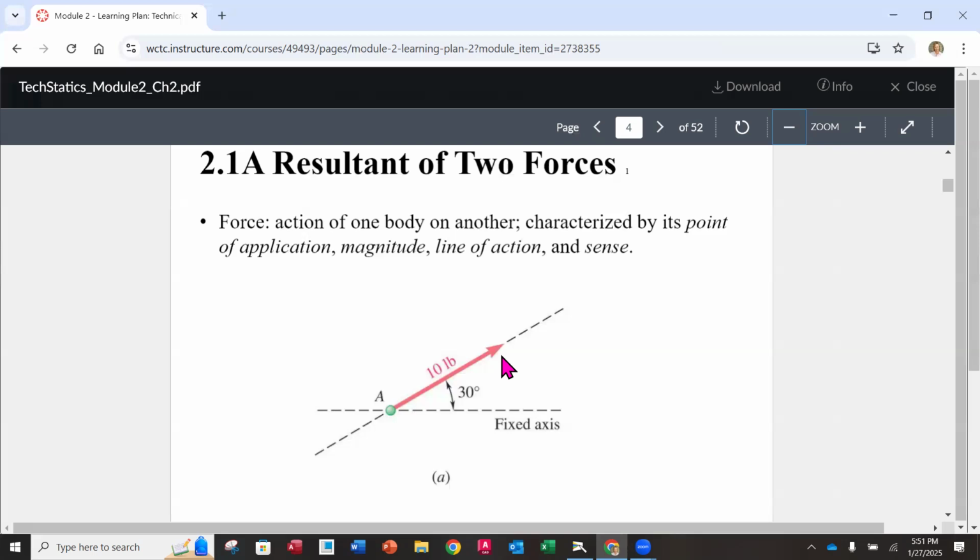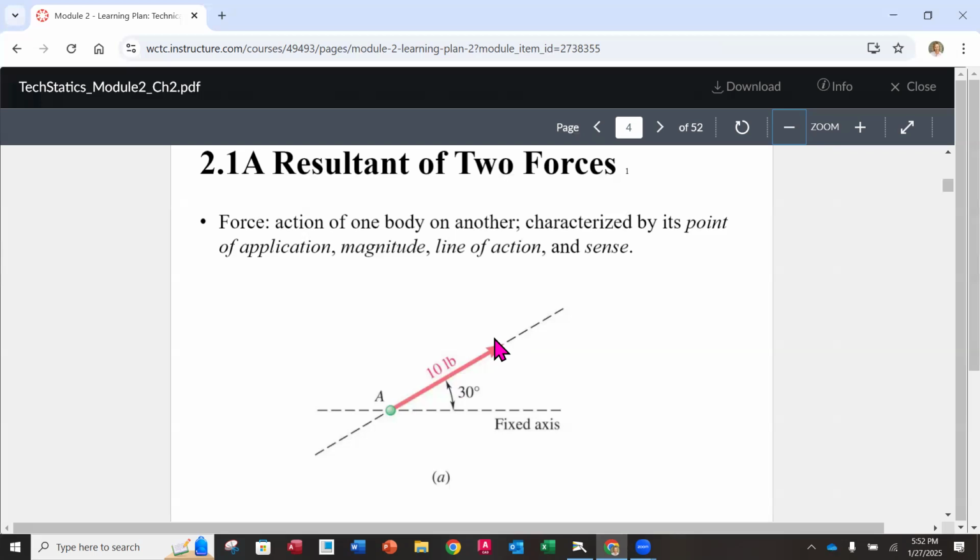It's still going to have the same net effect on the body. So that's line of action. And then lastly, you're going to notice that we have direction. Direction is going to be signified by two things here. It's going to be signified by the angle, 30 degrees, and the arrowhead. That's why we need the arrowhead, because if this is going up and to the right, it's very different than if it's going down and to the left. It's going to have a different effect.